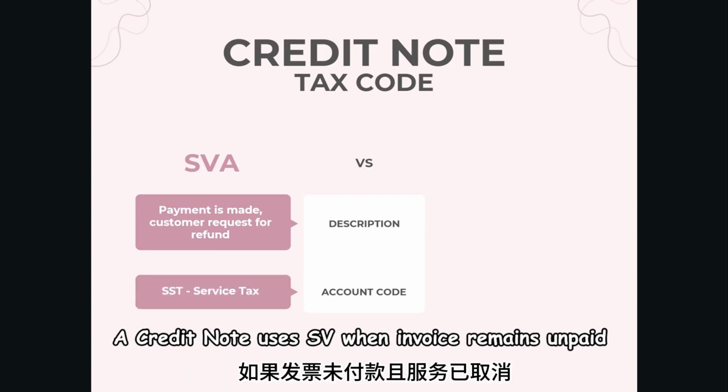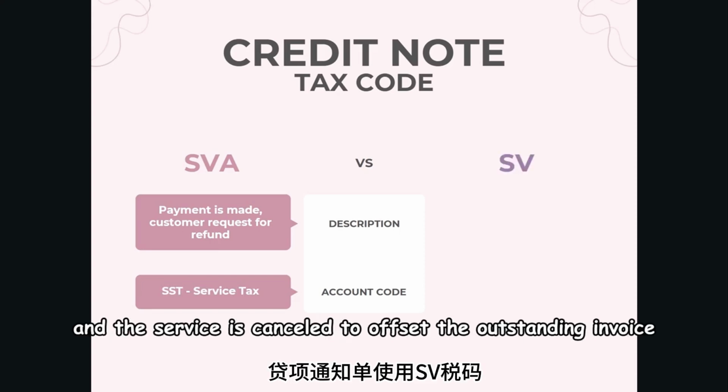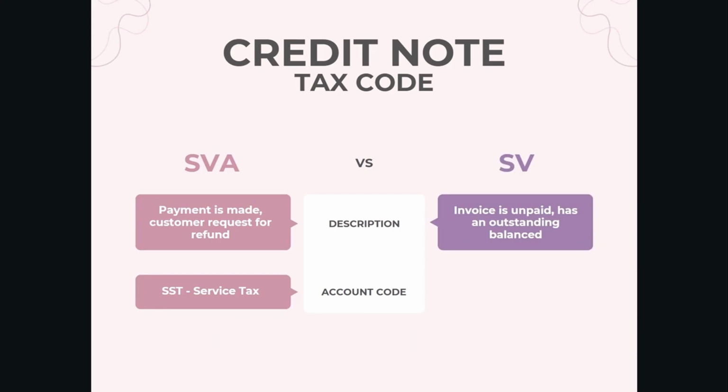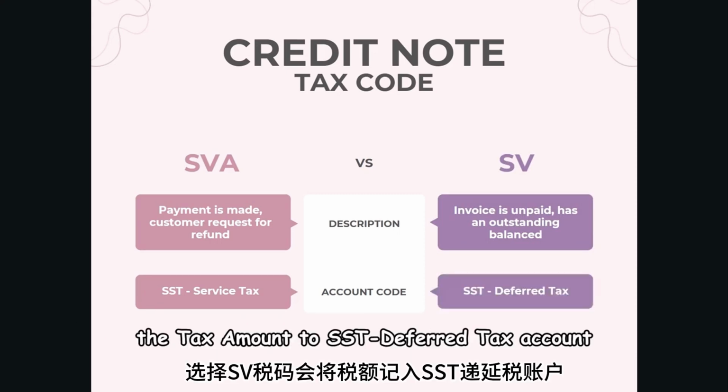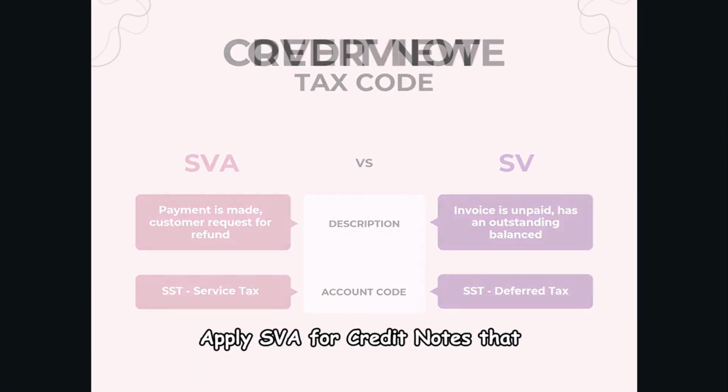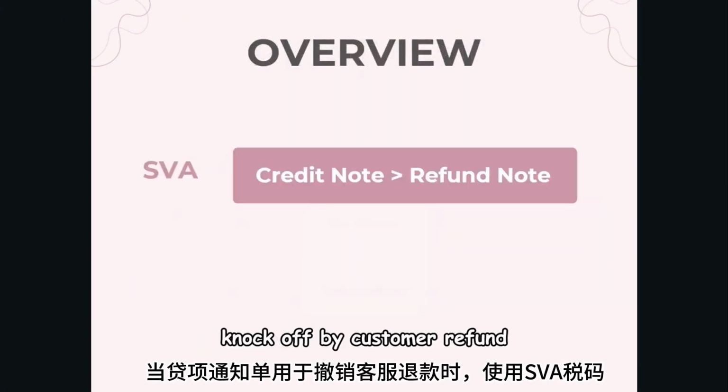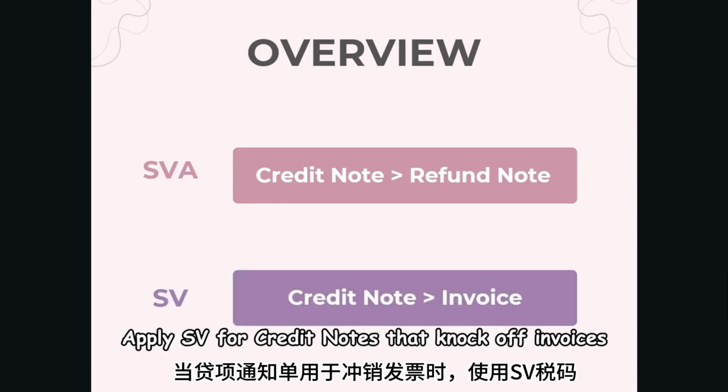A credit note uses SV when the invoice remains unpaid and the service is cancelled, to offset the outstanding invoice without recognizing service tax. Selecting the SV tax code will post the tax amount to SST deferred tax account. Apply SVA for credit notes that knock off with customer refund. Apply SV for credit notes that knock off invoices.